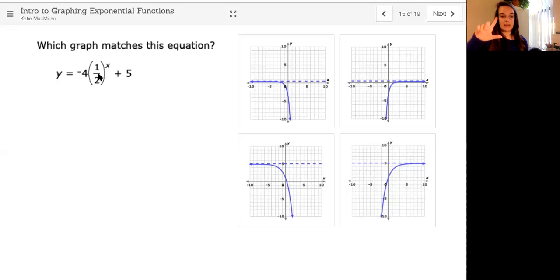So start with my right hand. This is my normal curve. The negative is flipping down. The 1/2 is flipping to the other side of the y-axis. And then the +5 here is shifting my graph up. So I'm thinking, okay, it's not shifting up a half, not shifting up a half.